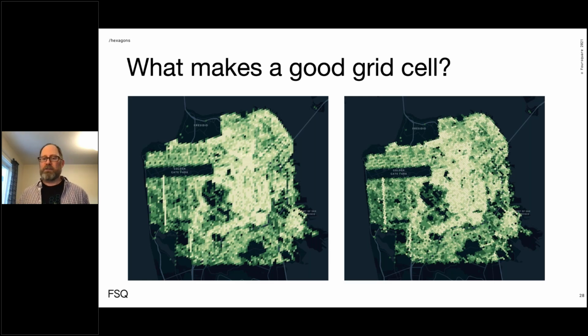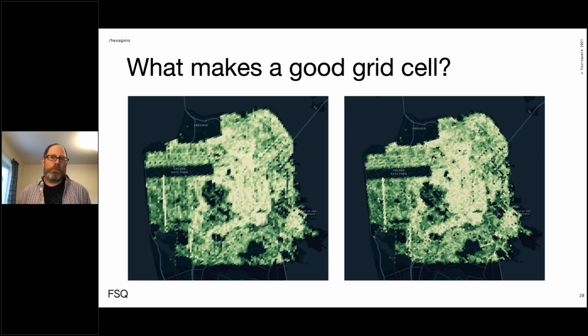We can see that this looks like a cleaner surface on the right. So this map on the right is a hexagon map of trees in San Francisco. The map on the left is an S2 based quadrilateral grid showing the same data. And I think we can see very quickly that not only does it look cooler, in quotes, but it's actually a better representation of the data that we're trying to map.